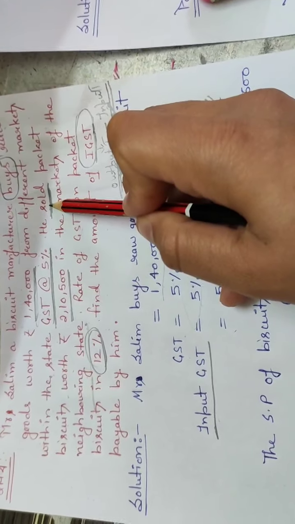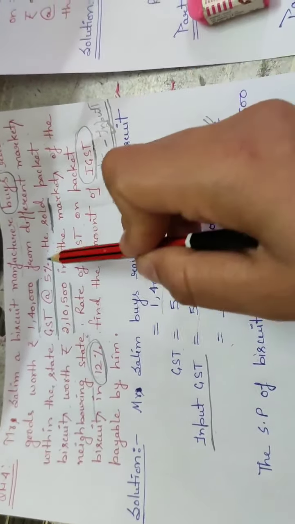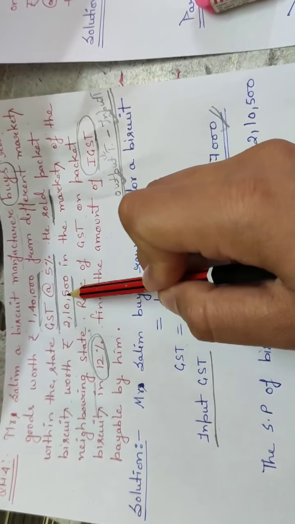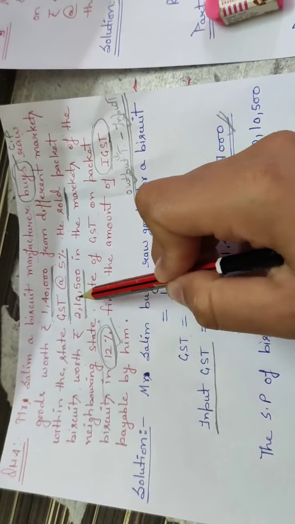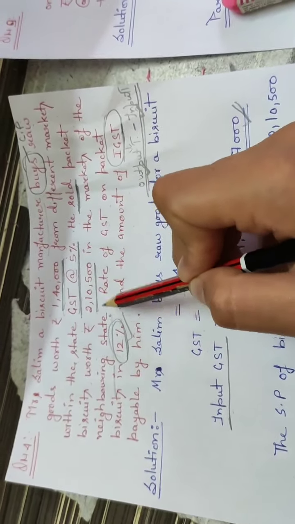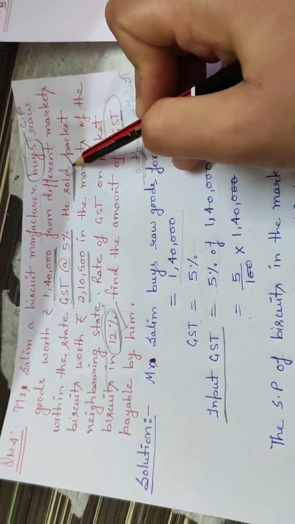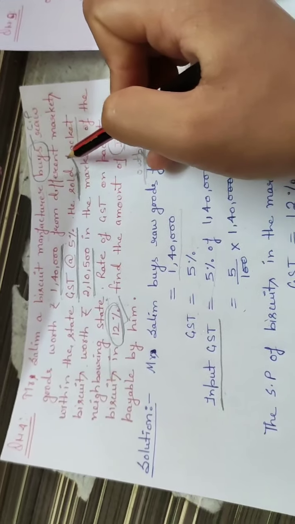Clear? Sale in the sense of selling price, and sale means output tax, and for 2,10,000 he is paying GST at 12%. So for the second part, you can find your output tax, because he is selling the biscuits.